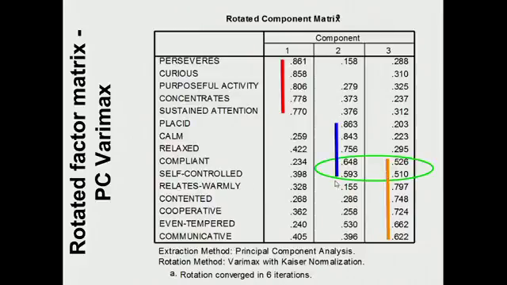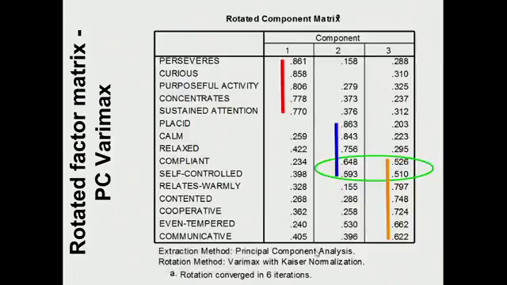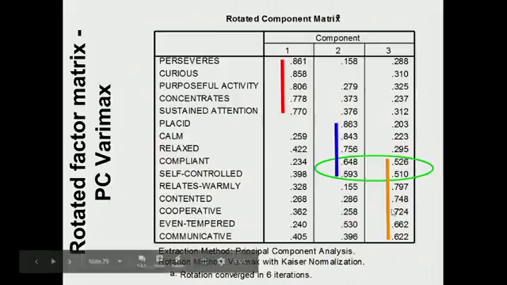And then factor 3, a little bit harder to see, but we've got 0.7, 0.7, 0.7, 0.6, 0.6, if we just count the bottom 5 items. These are students who relate warmly to others, they're contented, they're cooperative, even-tempered, communicative. So this is a bit more about sociability. They're socially warm and cooperative versus uncooperative and cold. So I feel like I can identify 3 distinct dimensions of behaviour.